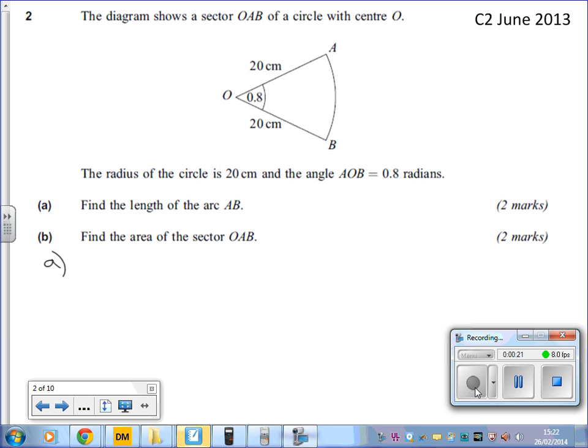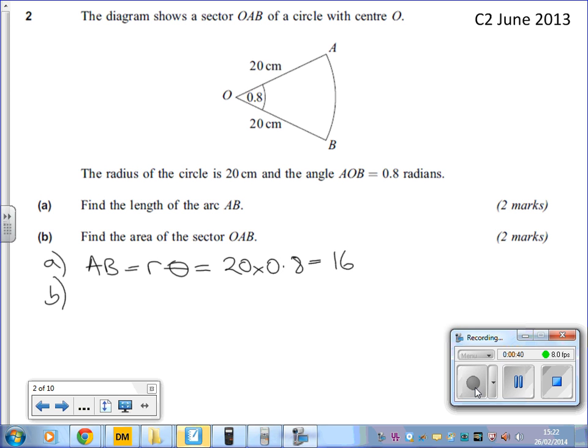Now these formulae you need to remember. You need to remember that the length of the arc AB is the radius times the angle, where the angle is in radians. So in this case, it's 20 times 0.8, which gives us 16.